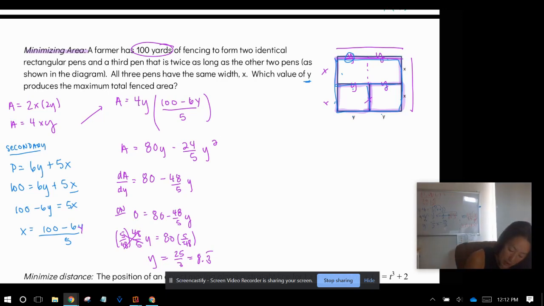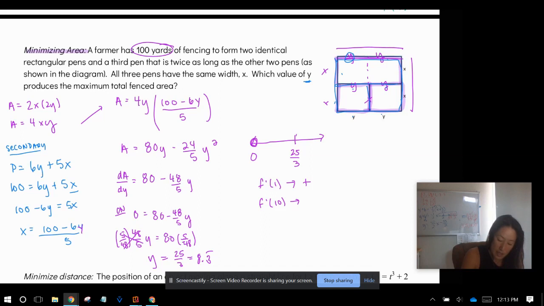All right, so we are now going to test to make sure that we are actually maximizing the fenced area when I plug in this critical number. So the area has to be greater than 0, so I'm going to use an open circle. And then 25 over 3, which is just past 8. So I'll just test f prime of 1 and f prime of 10. And I get that f prime of 1 is a positive value, and f prime of 10 is a negative value.